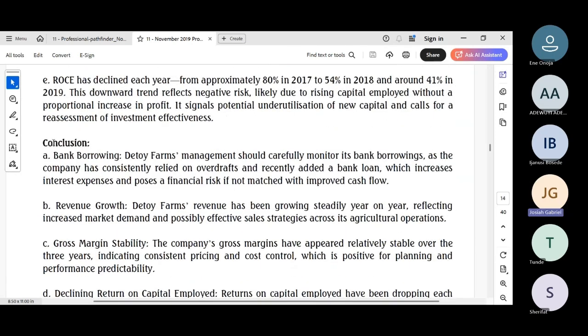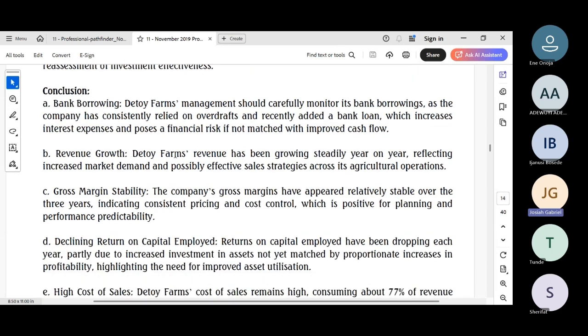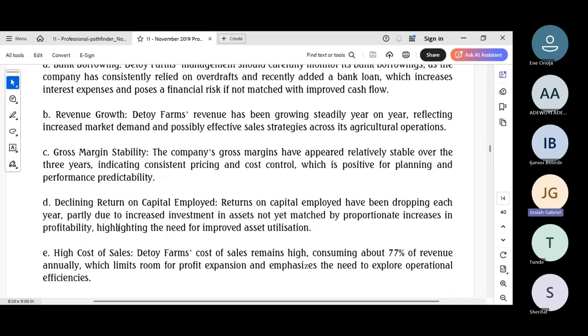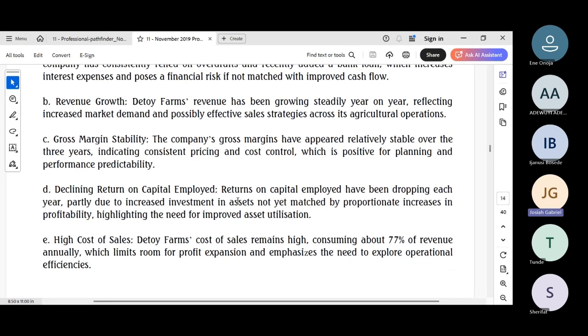Now, the conclusion, which is very important. You are concluding from everything you've spoken to in the last 6 main headers and explanation. So we are concluding on bank borrowing. We said Detoy Farms should carefully monitor its bank borrowings. It's increasing. 2, revenue growth. Detoy Farms has been growing steadily. We concluded. 3, gross margin stability. Gross margin is stable. 4, declining ROE, which is a significant ratio.